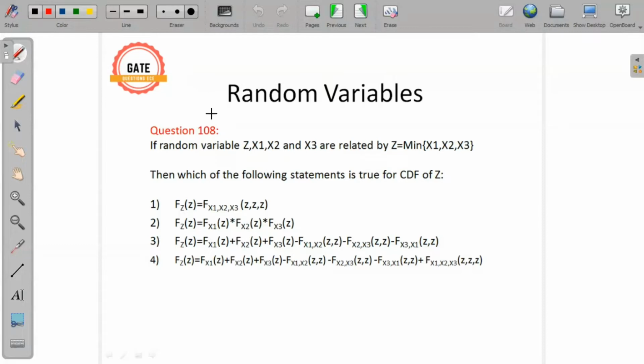So I am back with the next question in this series on random variables. The next question is question code 108. If random variables Z, X1, X2 and X3 are related by Z being the minimum among X1, X2 and X3, which of the following is true for the CDF of Z? In this question we have to find out how the CDF of Z is related to the marginal or the joint CDFs of random variables X1, X2 and X3. So let's see how to solve this question.